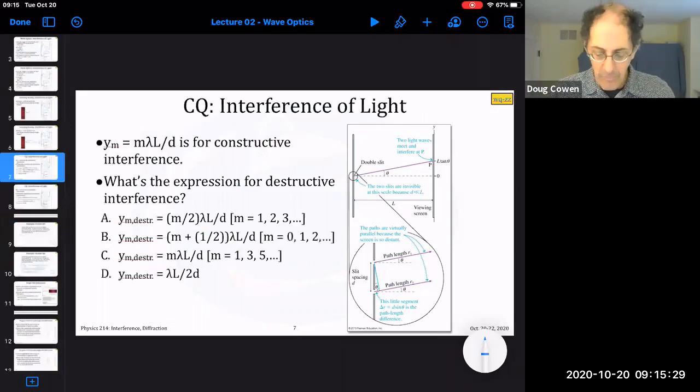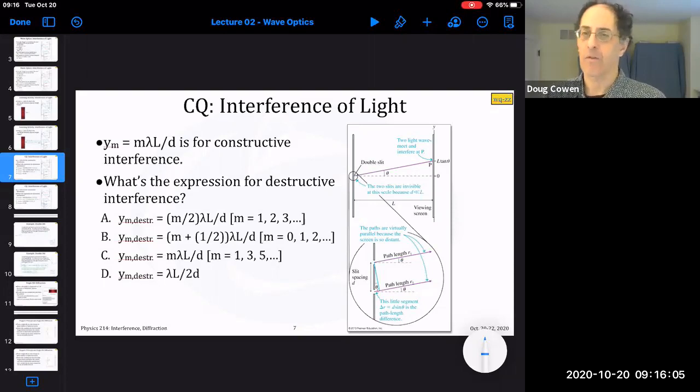Good. So next, I'd like you to work on this concept question. I'm going to set up a poll so that you can answer this question. So let's first look through it. If we set y sub m equals m lambda L over D, that'll give us constructive interference, because then we'll have an integer number of wavelength difference between the upper slit and the lower slit for the distance that the light travels. And if they're offset by one wavelength, we will get constructive interference.